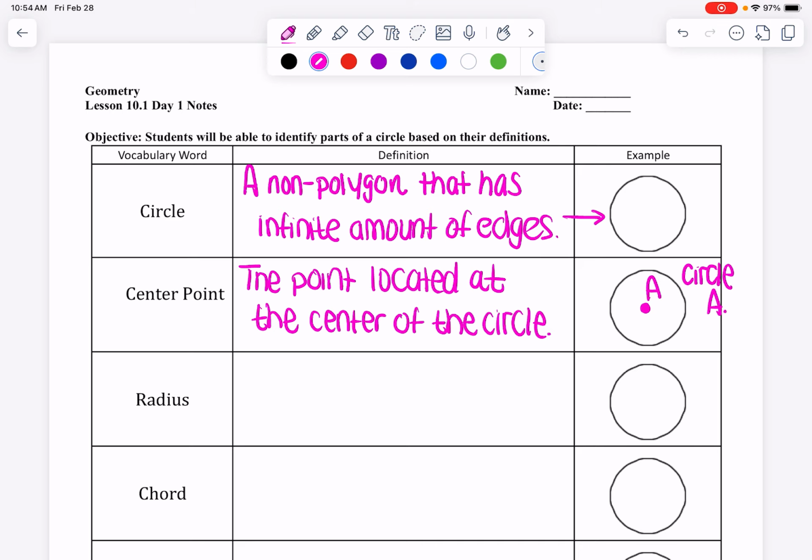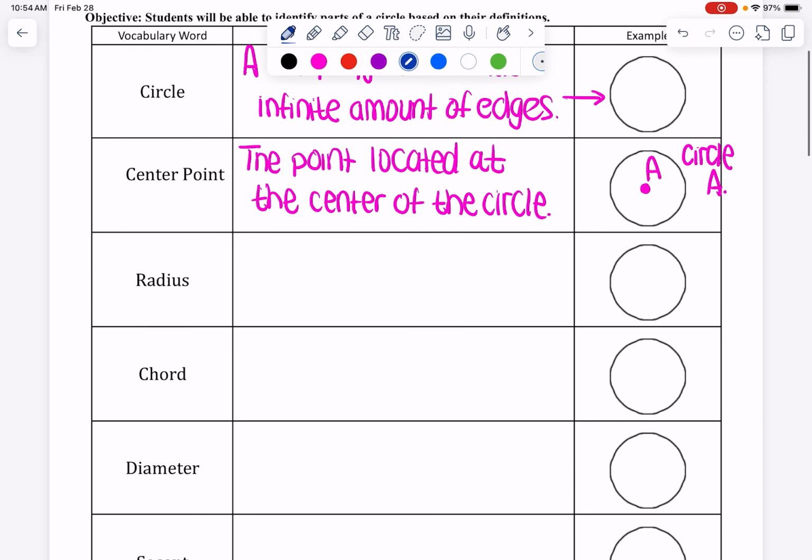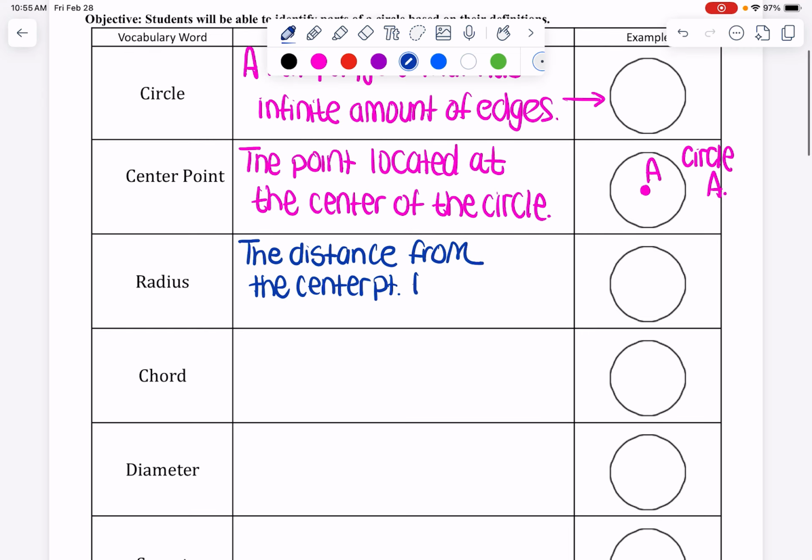Okay, the next thing is the radius. The radius you guys should definitely know about because we talked about that last year. Okay, so this is going to be the distance from the center point to an endpoint. Okay, so in other words, if we're drawing in our picture, we have our center point here, let's call that A, and then it would be the distance from here to there, there would be our radius.